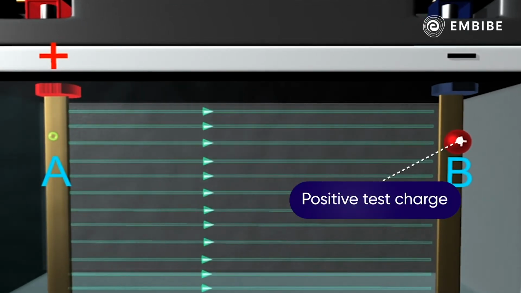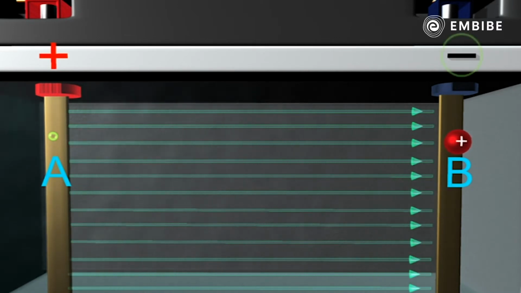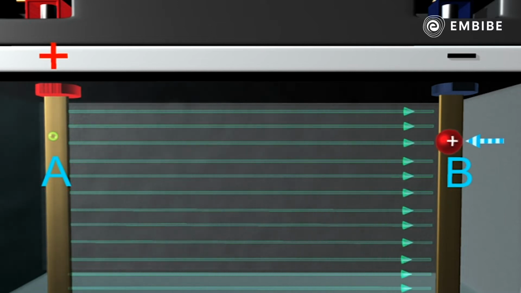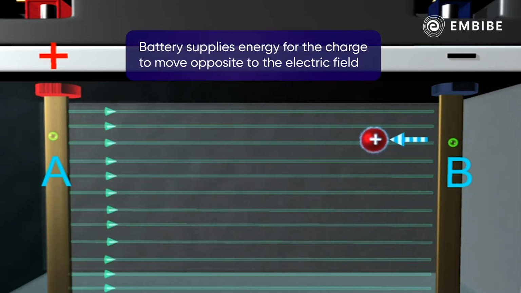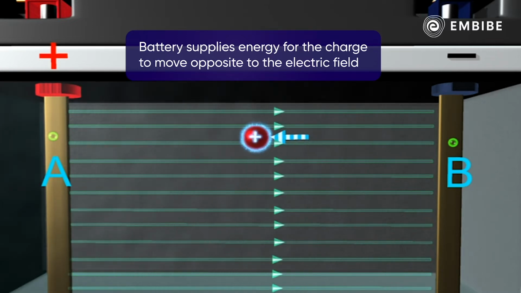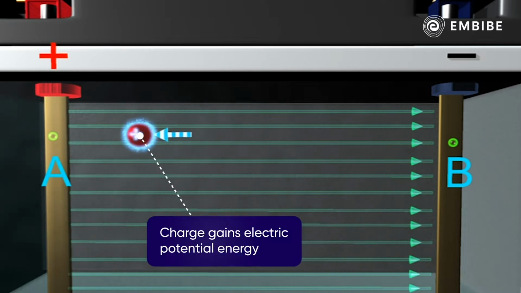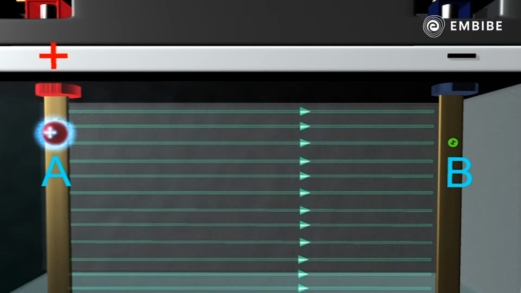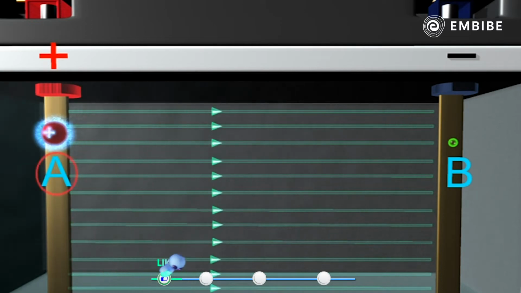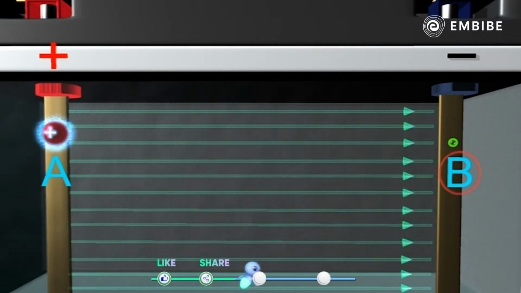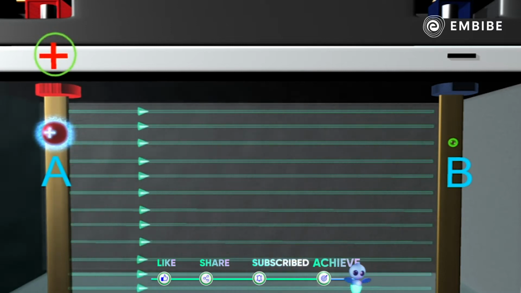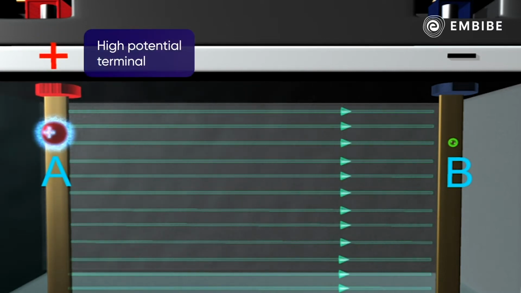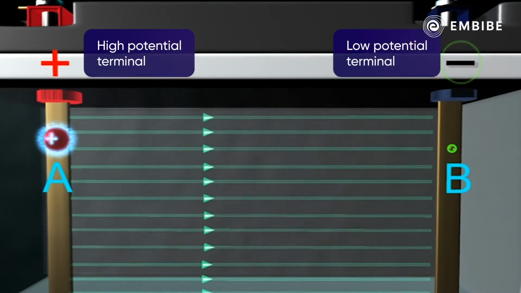Now consider the positive test charge, which has to be moved from the negative to the positive terminal, point B to A. The battery supplies energy and moves the positive charge in the direction opposite to that of the electric field. As a result of this work done, the charge gains electrical potential energy when it reaches point A. Due to this increase in potential energy, the charge has high electric potential at point A as compared to that at point B. Hence, the positive terminal of a battery behaves as a high potential terminal, whereas the negative terminal behaves as the low potential terminal.